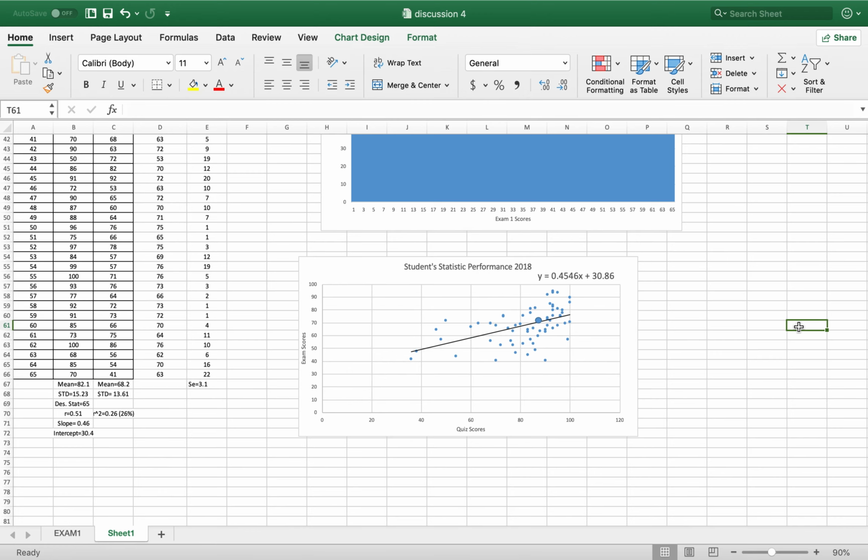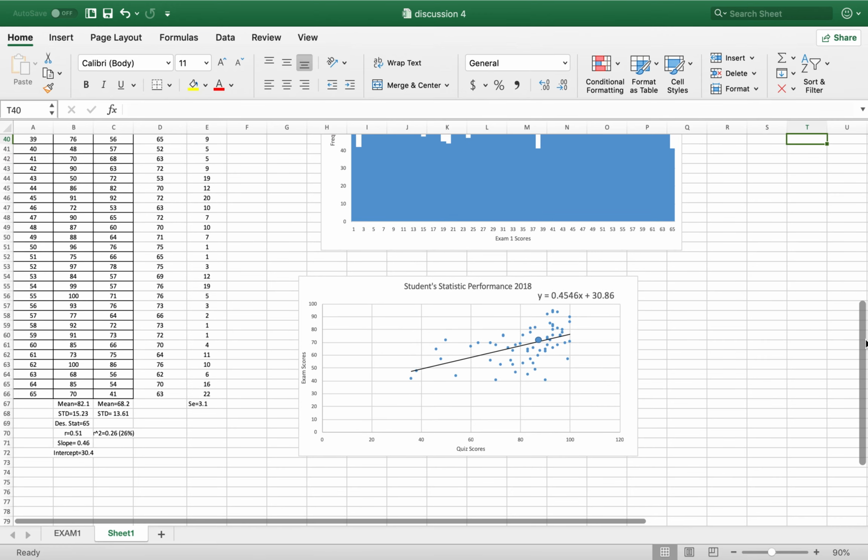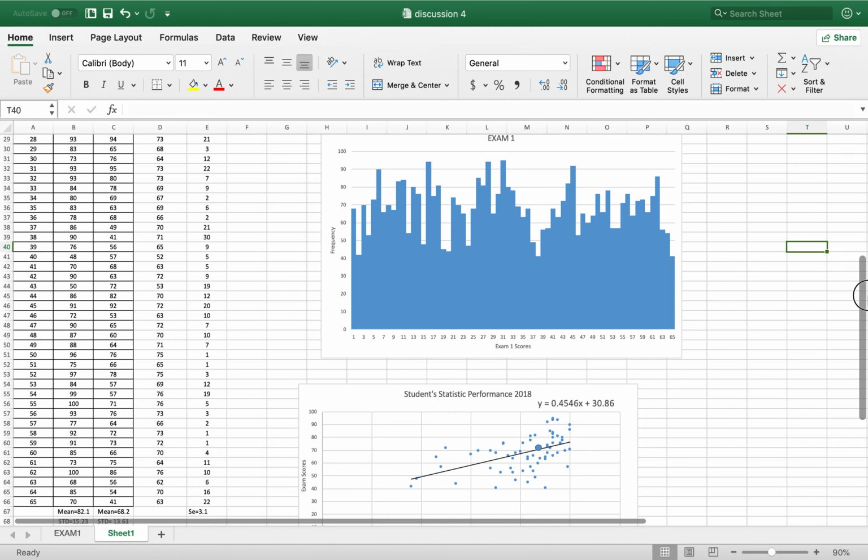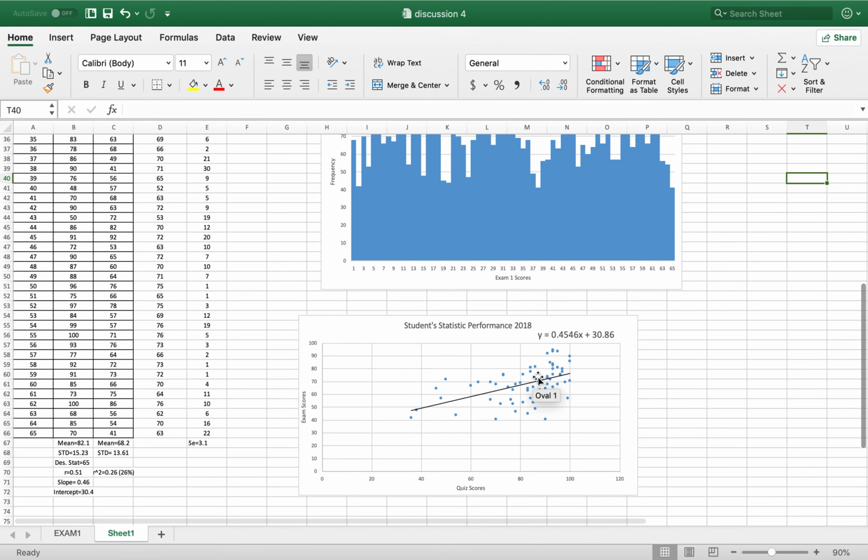So she got, let me make sure, 87 on the quiz and 73 on the exam. And as you can see, this is where she is. And then her residual again was 0.21, and that would be compared to 3.1 for the data, so it was lower than the data total.